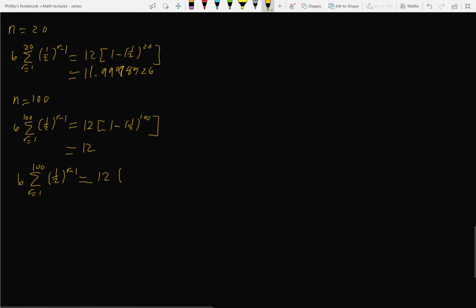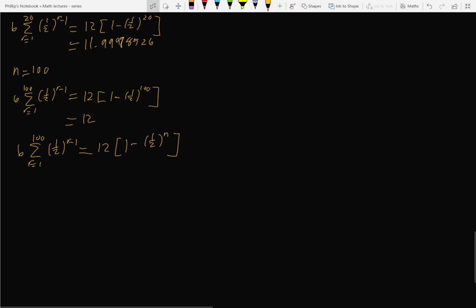So 1 minus a half to the n. Ignore the 12 for a moment. Ignore multiplying by 12. If we take the limit as n tends to infinity, this just means what's happening as n gets bigger and bigger and bigger, of a half to the n. That's the only term that's got an n in it here. What's going on with a half to the n? Well, this is equal to 1 to the n, which is just 1, over 2 to the n.